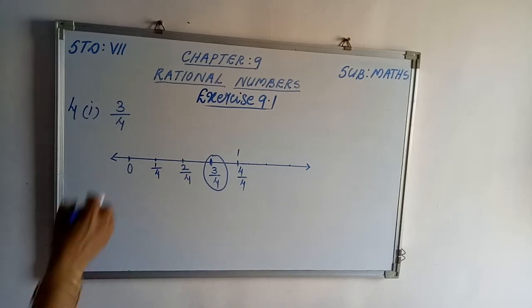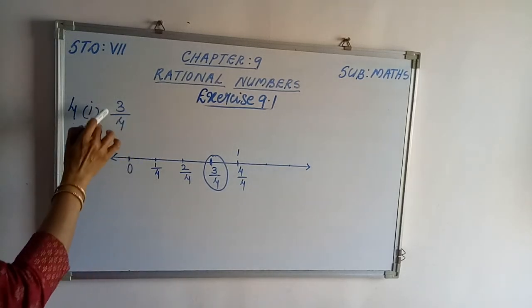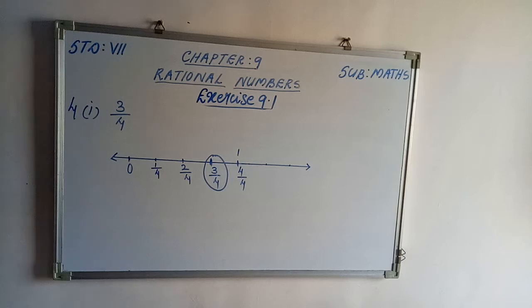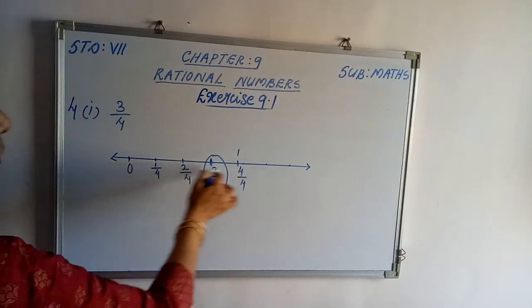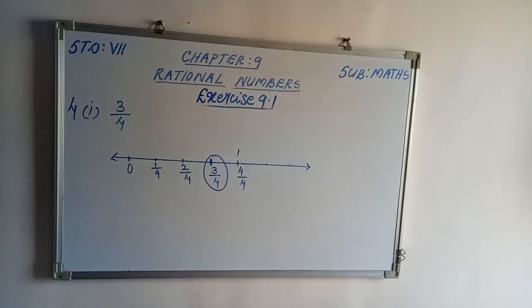Here it is a positive rational number. 3 upon 4 is a positive rational number. That's why from 0 you have to move towards the right. If it's a negative rational number, from 0 you will move towards the left. Next question.